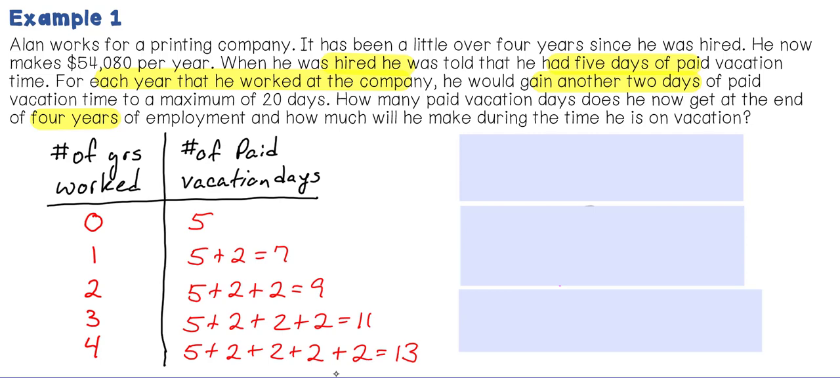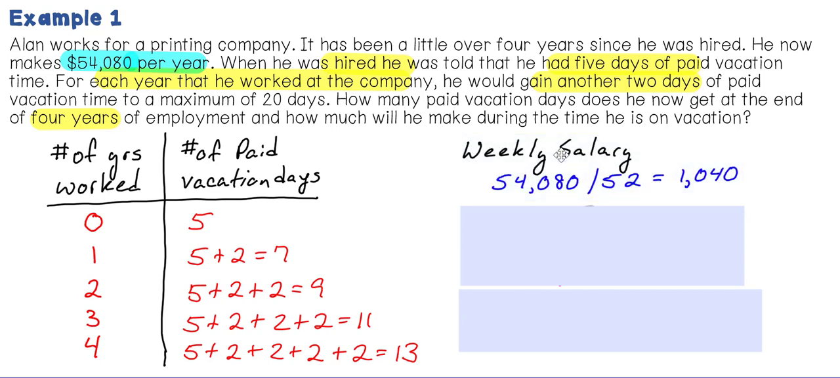So the amount that they gave us that he started with was $54,080 per year. And the easiest way to break that down is into weekly amounts, because we don't know how many days exactly are in the year that are weekdays. So we will break that down into a weekly amount by taking the $54,080 and dividing it by 52 to give us a weekly salary of $1,040.